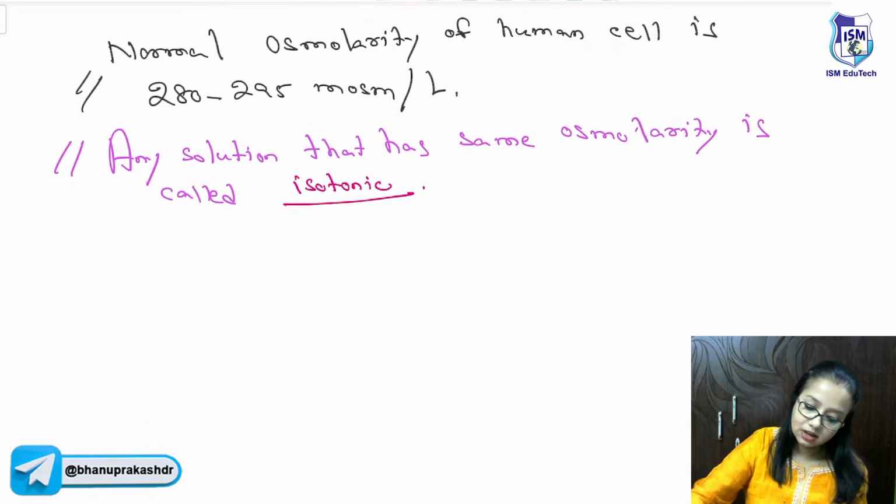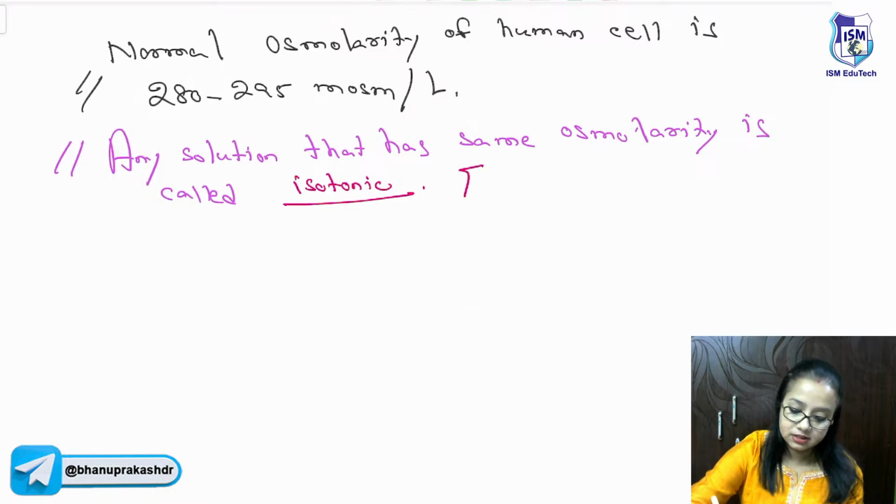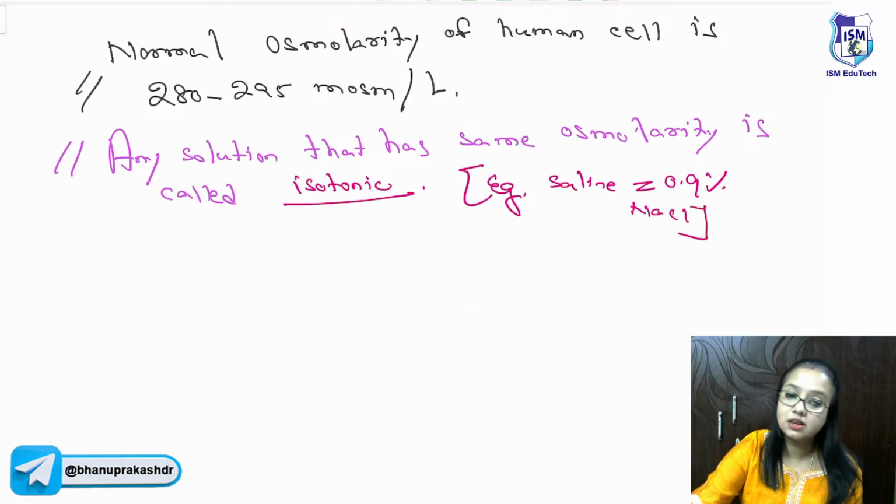Is called isotonic in nature. Any solution, any solvent that has the same osmolarity, that is 280 to 295 milliosmol per liter, is called isotonic. Example, saline. Okay, 0.9% NaCl.